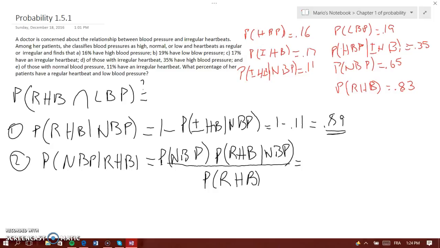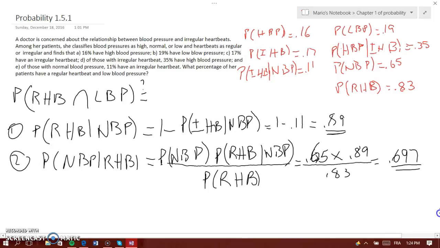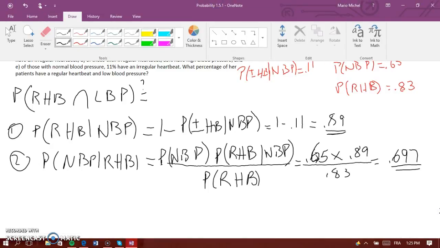So the probability of normal blood pressure is equal to 0.65 times the probability of a regular heartbeat given normal blood pressure, which we just found is 0.89, divided by the probability of regular heartbeat, which is 0.83. And that would equal 0.697. Let's see again.